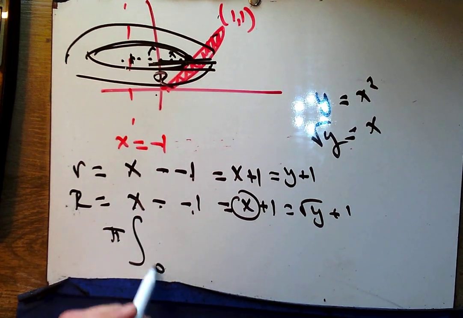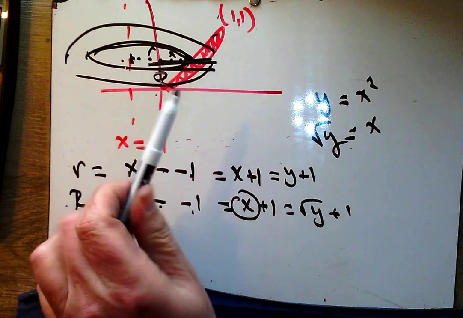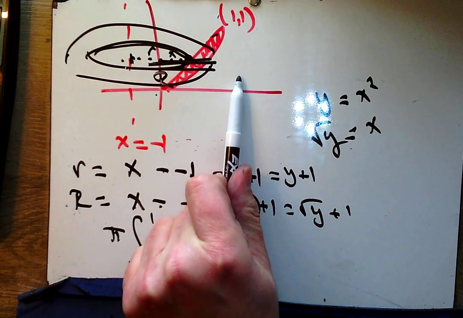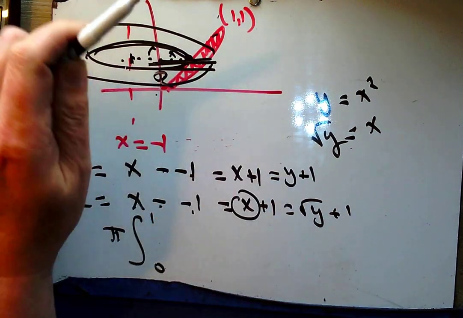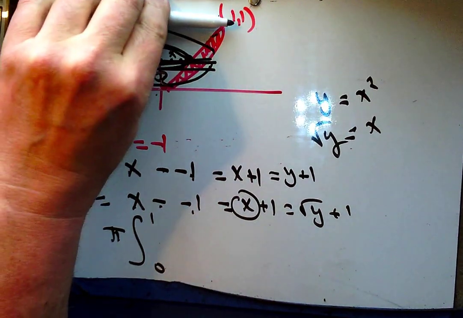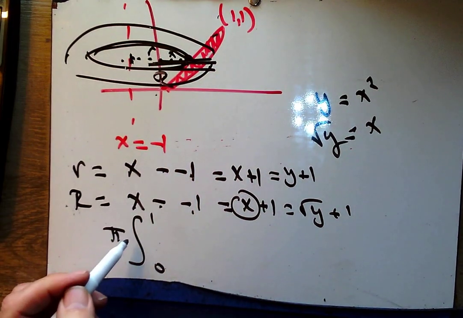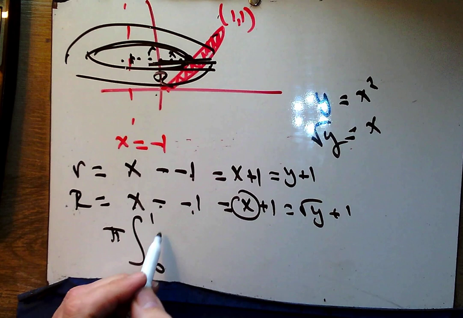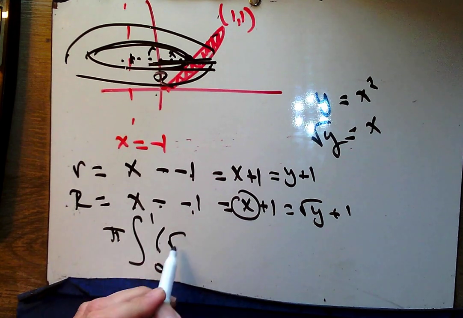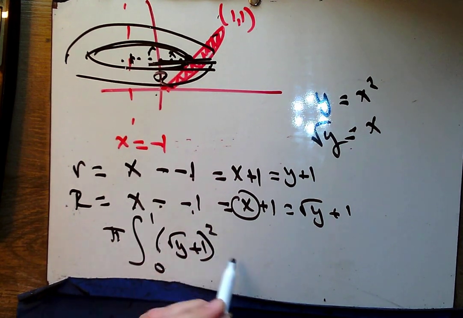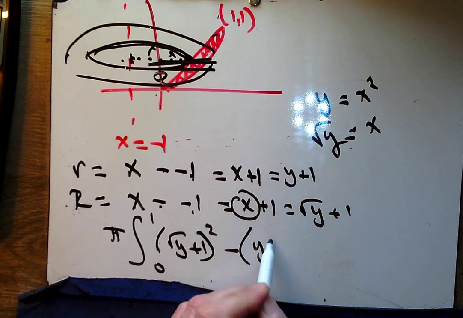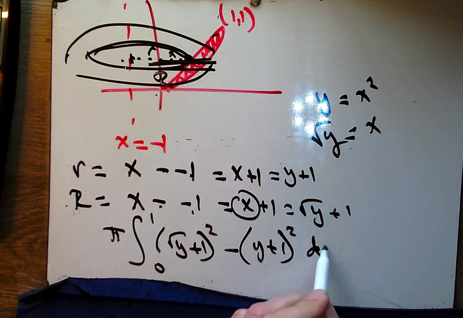So pi, 0 to 1, again, we're integrating from 0 to 1. That's it. And we've got big R, square root of y plus 1 squared, minus little r squared, dy.